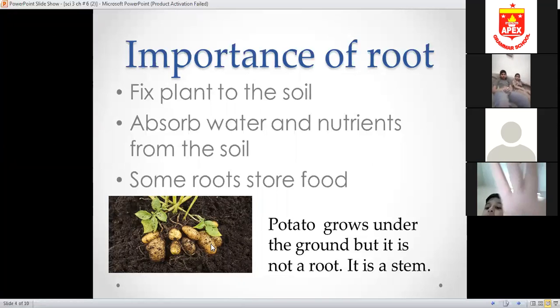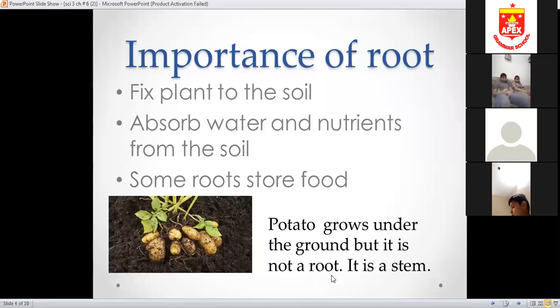So in this picture you have seen that potatoes are growing under the soil. As we have read, the part of the plant which is under the ground is known as the root system. So students, potato is the only plant that is not a root, but it grows under the ground. It is not a root, it is a stem. Only in the potatoes, the food is stored in the form of the stem, and potato is a stem, not a root.